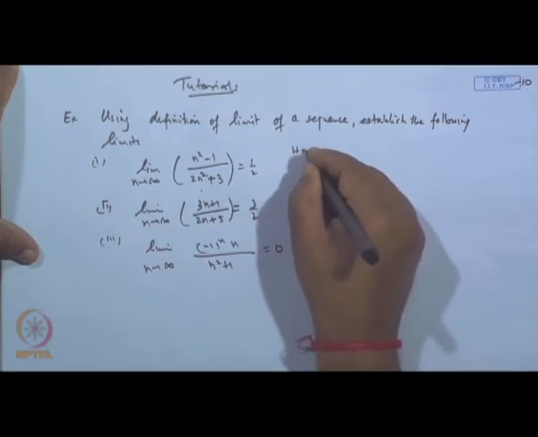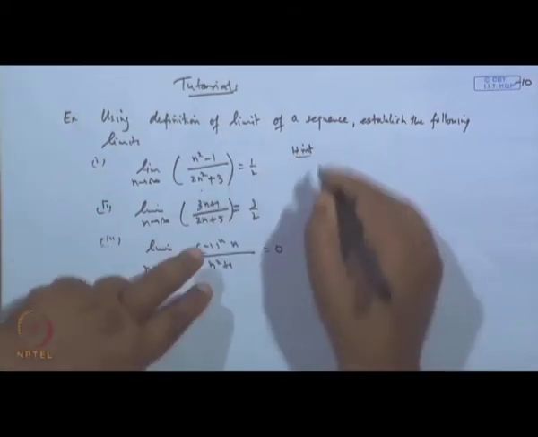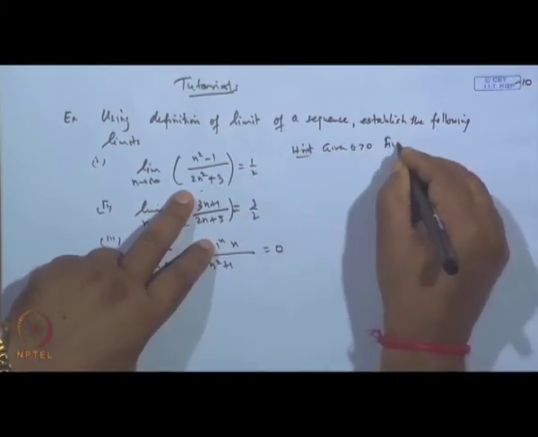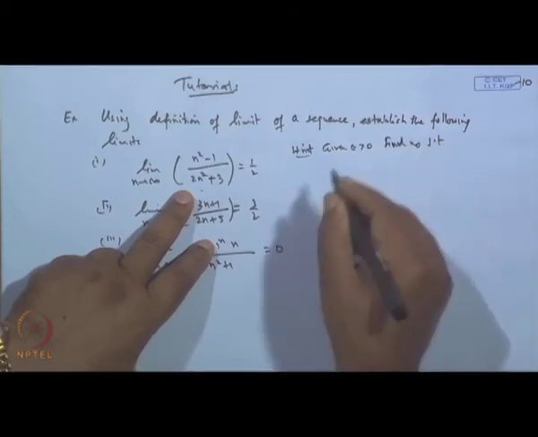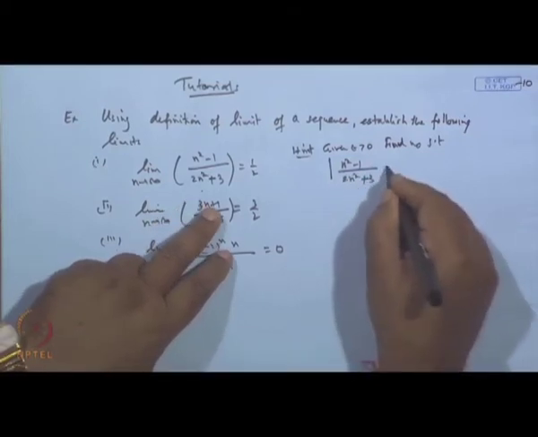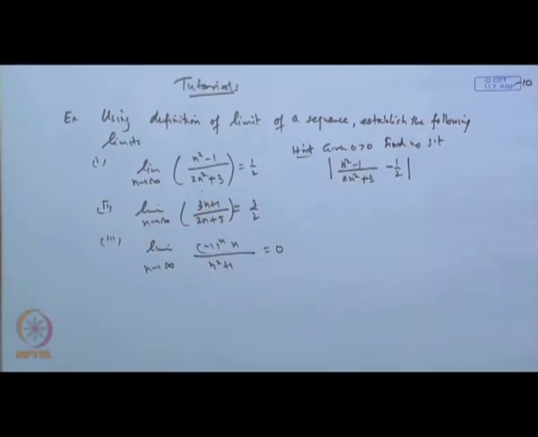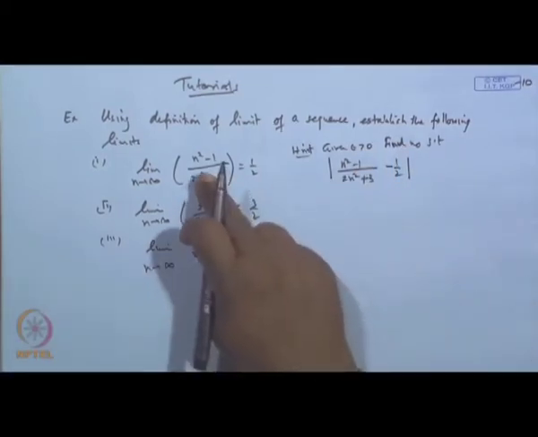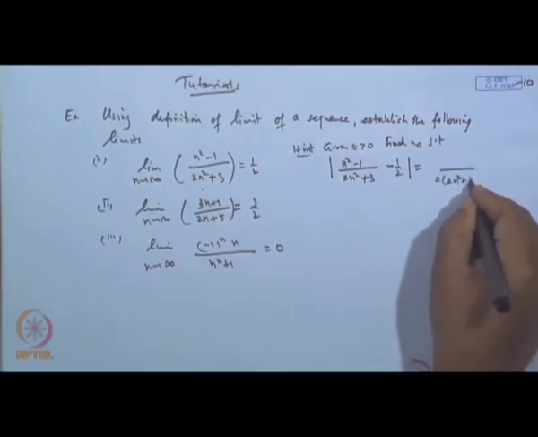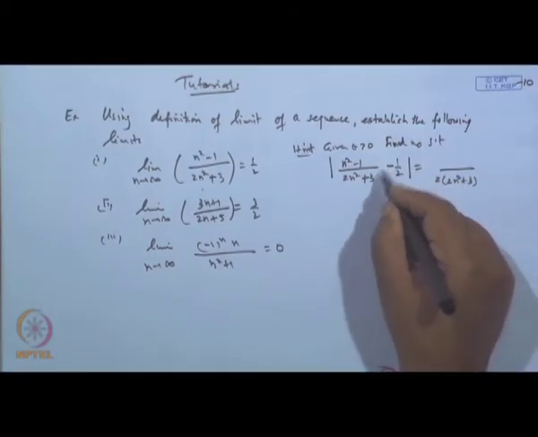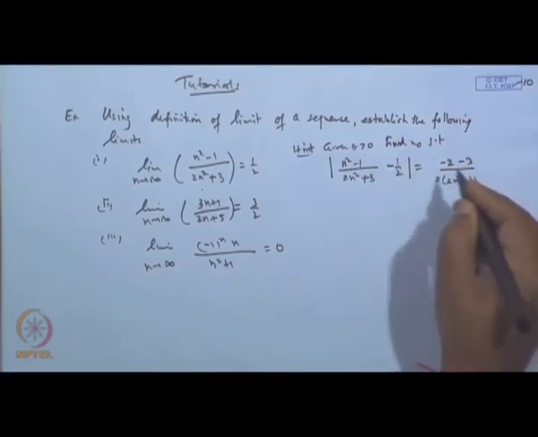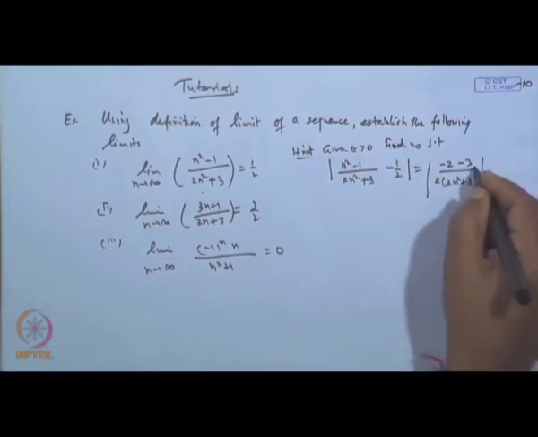Say, hint: for any given epsilon greater than 0, find n naught such that the mod of n square minus 1 over 2 n square plus 3 minus half should be made less than epsilon. So, from here you start, consider this minus this. Taking the LCM, 2 n square plus 3, we get 2 n square minus 1, minus 2 n square cancels, so minus 2 and then minus 3. So, here we are getting minus 5 by 2.